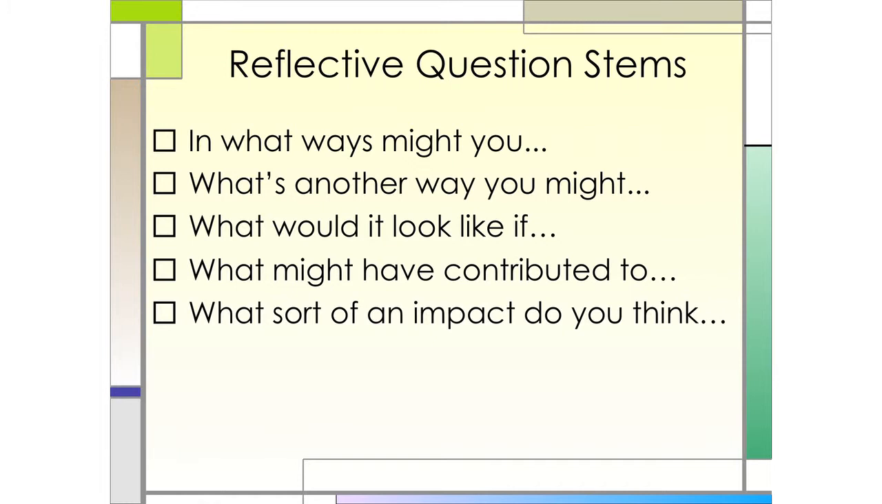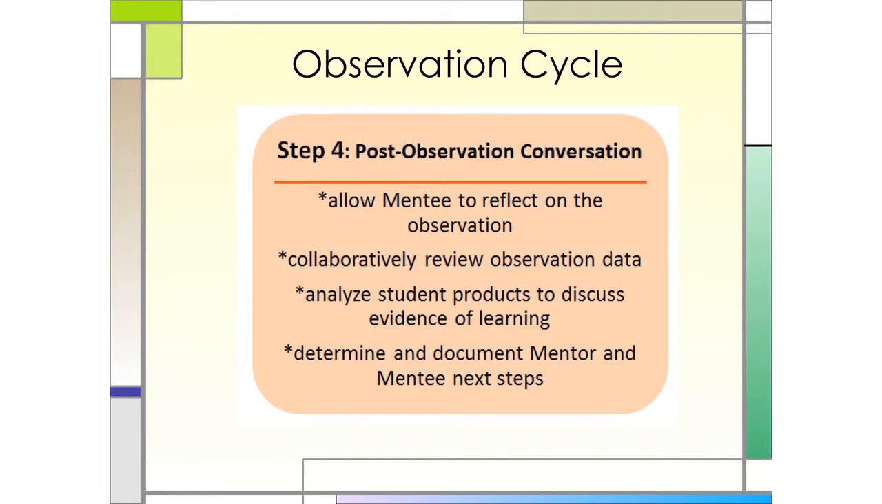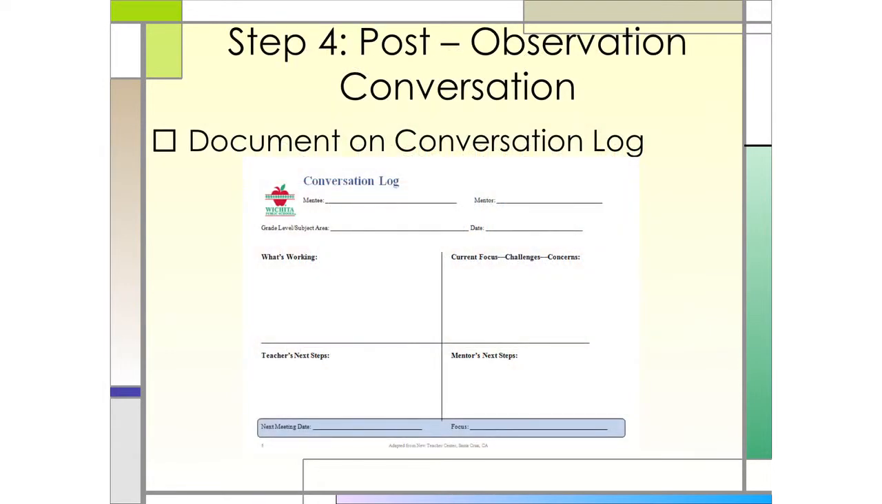Now that you have reflected upon the observation and planned some areas to highlight, it's time for step 4, the actual post-observation conversation. The same conversation log you used when conferencing with your mentee can be used on step 4 of the observation cycle. Please make sure you are documenting what is discussed during your post-observation conferences.